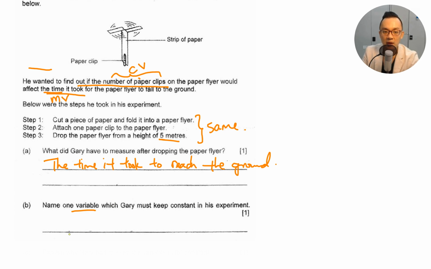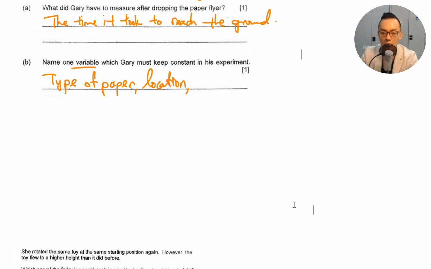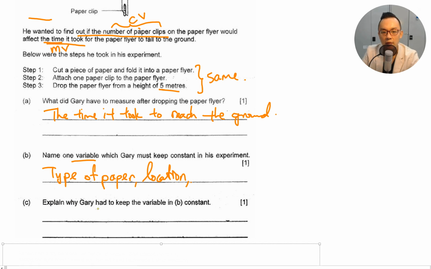There are so many variables, so for example, it could be the type of paper. Also the location. These two are the more reasonable variables to keep constant, so picking either one will do. Explain why Gary had to keep the variable in B constant, whether it is the type of paper or the location.